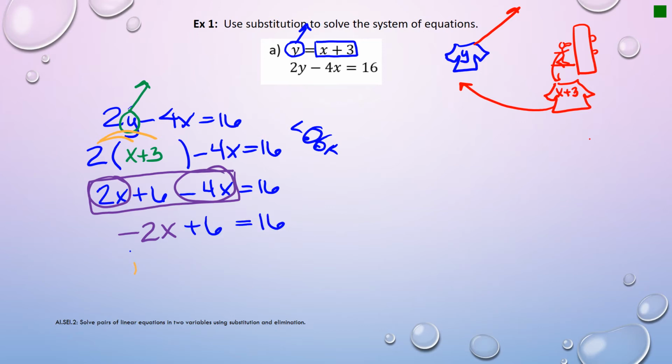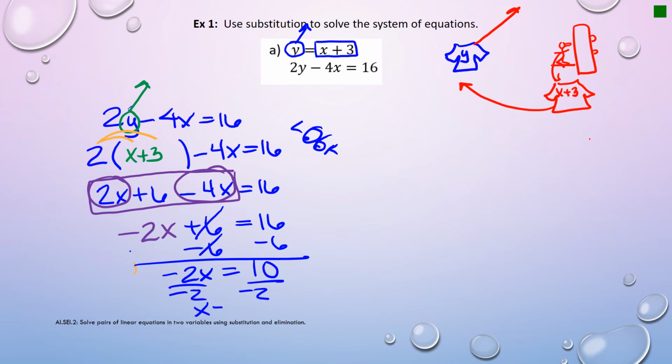How do we solve negative 2x plus 6 equals 16? We need to get rid of the 6. So we're going to subtract 6 from both sides. Remember, algebra is what did you do? What do you have left over? So left over, we have negative 2x equals 10. That's multiplication. We're going to divide by negative 2, and we get x equals negative 5. The crowd is cheering. Yay!